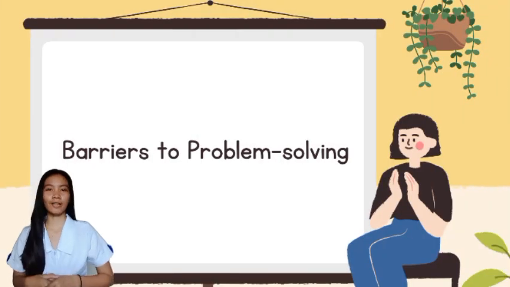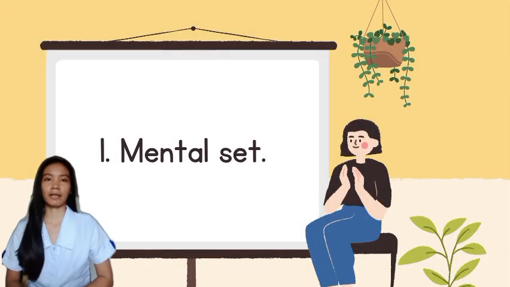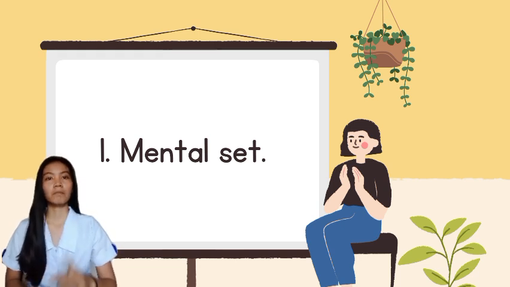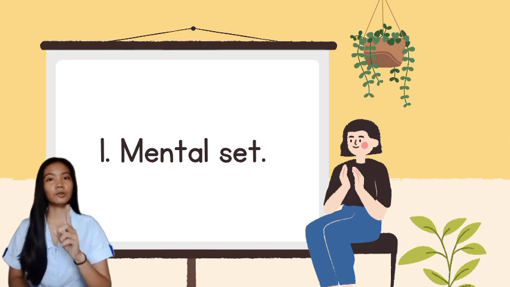Barriers to problem solving. First, the mental set is when you try the past effective solution, but when you use it in a new situation, it is not the right solution. For example, a physician might see a new patient with symptoms similar to certain cases they have seen in the past, so they might diagnose this new patient with the same illness.